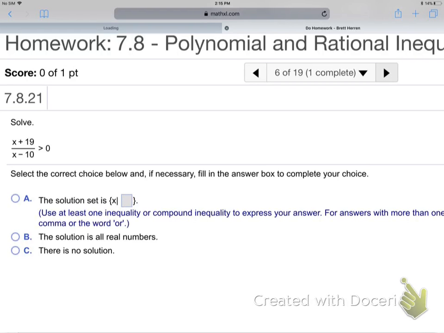Okay, let's try that one. X plus 19 over X minus 10 greater than 0. All right, so try to go through those steps.